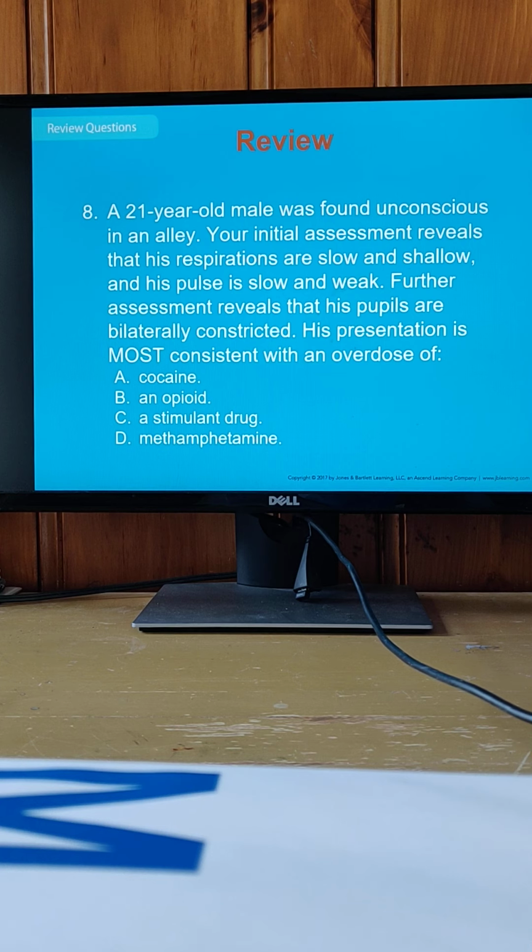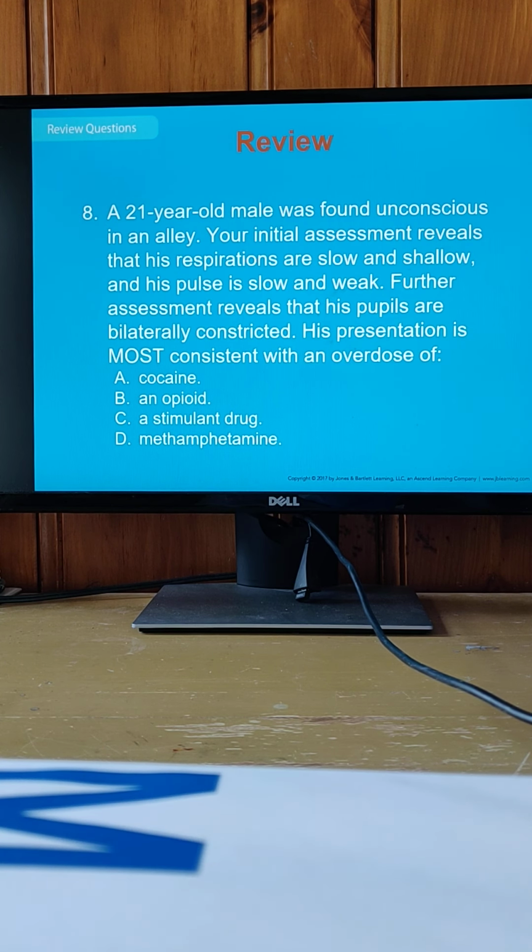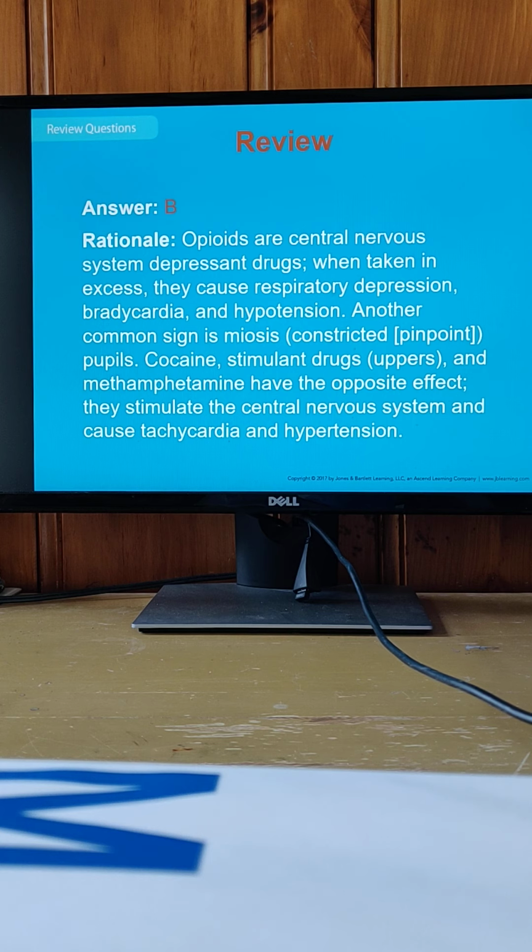Number 8. A 20-year-old male was found unconscious in an alley. Your initial assessment reveals that his respirations are slow and shallow, and his pulse is slow and weak. Further assessment reveals that his pupils are bilaterally constricted, which means they're both constricted. His presentation is most consistent with an overdose of what? Cocaine, an opioid, a stimulant drug, or a methamphetamine. It will be an opioid.